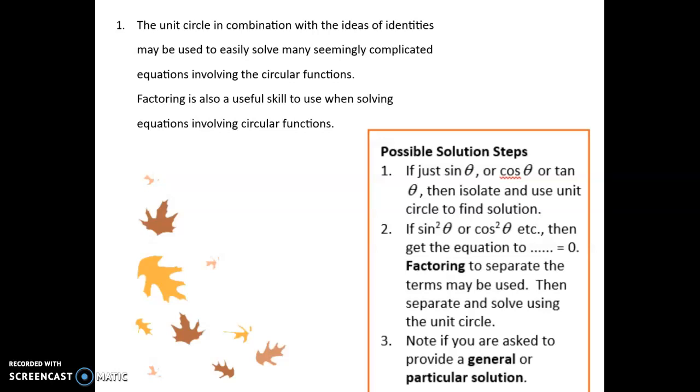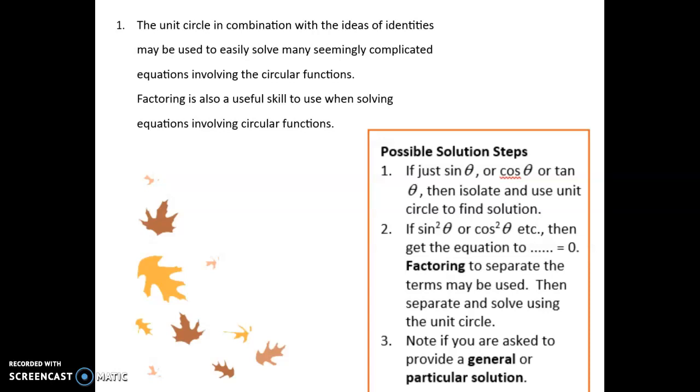Alright, so we're moving on to section 4.4 and 6.4, which is solving trig equations. It says here that the unit circle in combination with the ideas of identities can be used to easily solve seemingly complicated equations involving the circular functions. Factoring is also a useful skill when solving equations involving circular functions. Now there are some steps given on your page. Just quickly read through them.